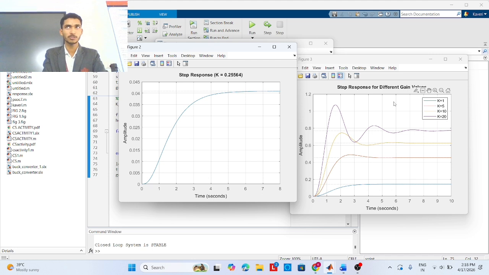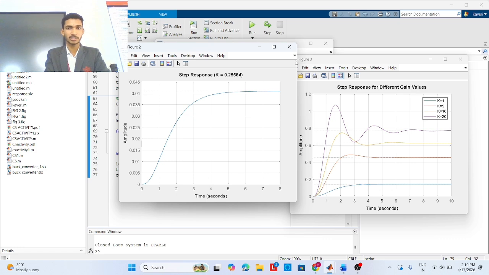The step response plot further illustrates the practical effect of varying gain on the system performance. For a low gain value such as k is equal to 1, the system response is slow and stable with no oscillation, but it suffers from poor responsiveness. As the gain increases to k is equal to 5, the system becomes faster and the rise time decreases, though a small amount of overshoot begins to appear.